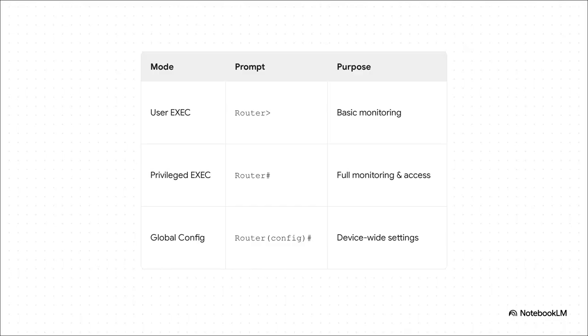Now, this is really cool. The prompt itself tells you exactly what your access level is. You'll start with that little greater than symbol, the prompt. That's called user exec mode, and you can't really do much there. Type enable, and you'll jump into privileged exec mode, which has the # or hashtag symbol. Here you can view settings, but to actually change things, you need to type configure terminal. That gets you to global configuration mode. So always keep an eye on that prompt. It's your guide to where you are.